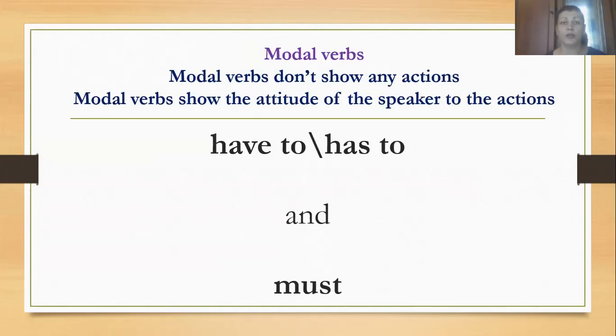Modal verbs don't show any actions. Modal verbs show the attitude of the speaker to the actions. And today we're going to study two modal verbs: have to, has to, and must. We're going to do some exercises, so be very attentive.